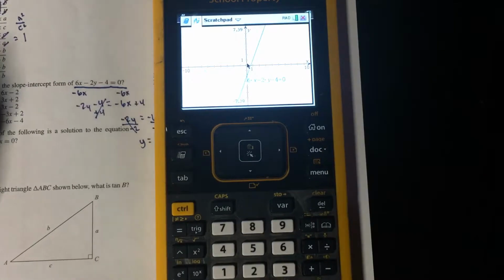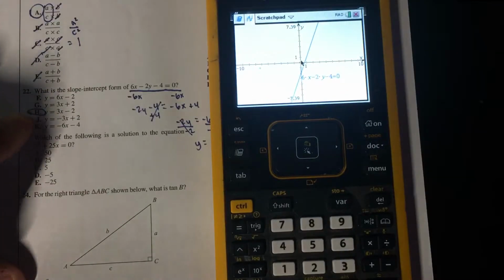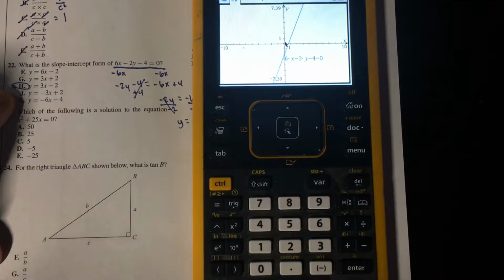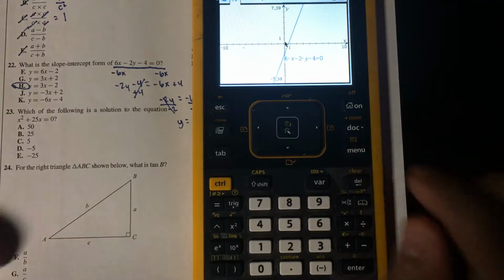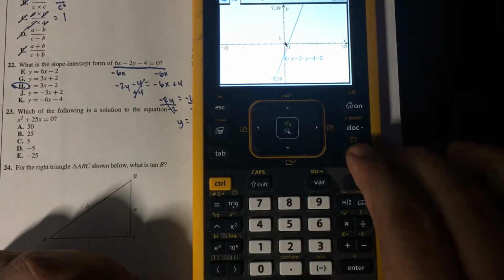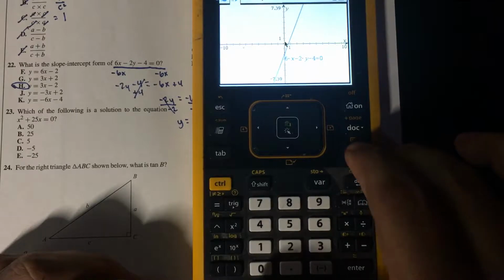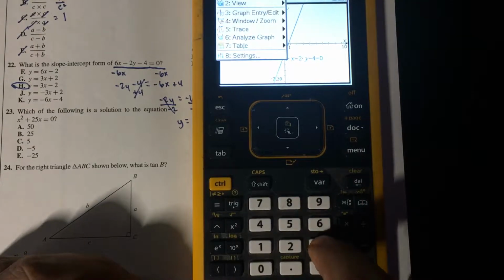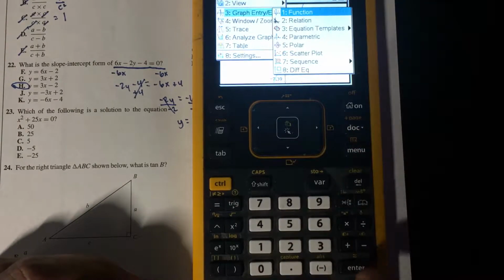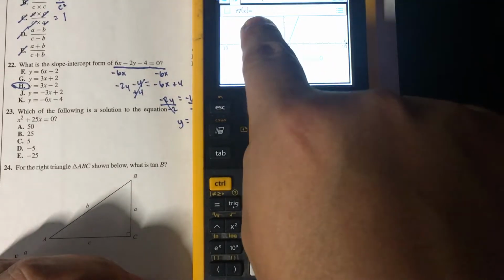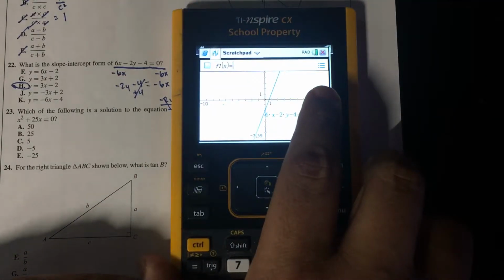So now you see how these are all y equals? These are all slope-intercept form. Those would be what we call in the calculator function. So just to give you a little idea, I'm going to go to menu and function again. That way it looks like this on the calculator. Hope you can see that.